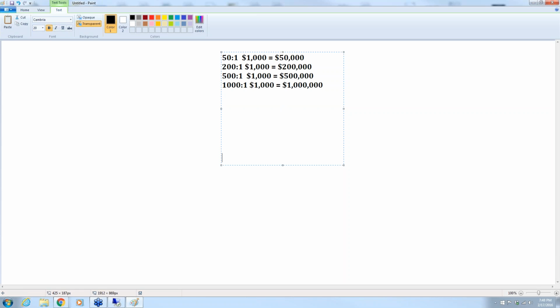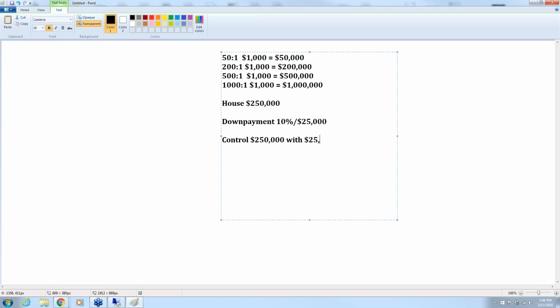The power of leverage, and I want to put it in a way that you understand, not in a confusing way. Let's just say you wanted to buy a house. The house is $250,000. Let's say your down payment is 10%. Now you control $250,000 with $25,000. You've put down your $25,000, and you now control a $250,000 piece of property.